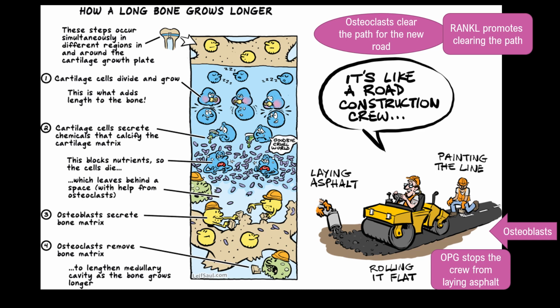So we really can look at a construction kind of analogy here. Osteoclasts clear the pathway for a new road being built. RANKL promotes the clearing of that pathway. In order for those osteoclasts to work, we have to have RANK ligand to break down the old dirt or the old bone. The osteoblasts are the people that put down the new highway. They're putting down new asphalt, they're painting the line, they're making sure the asphalt is flat. And OPG acts as the foreman of the construction crew. It will stop the osteoblasts from laying too much asphalt or the osteoclasts from taking away too much ground.